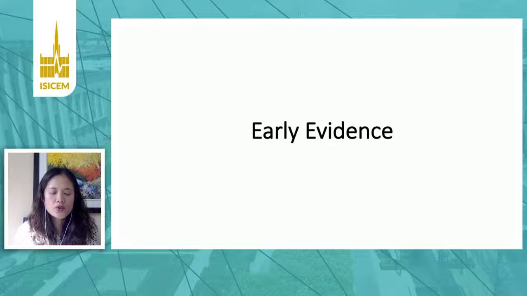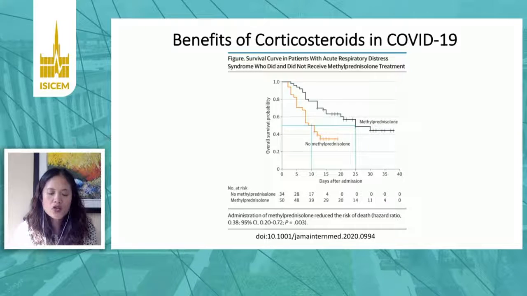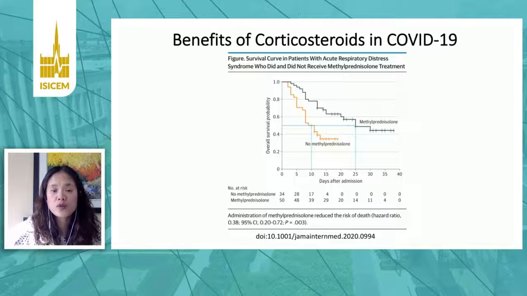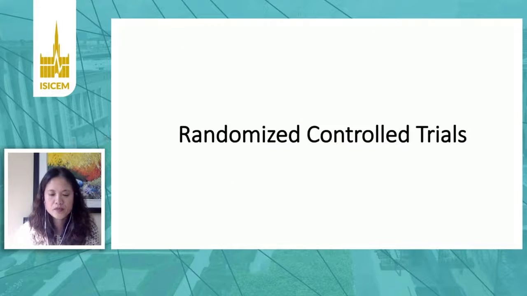So what is the early evidence to support the use of systemic corticosteroids in patients with COVID-19? In March, a group from China conducted an observational study and showed that among 84 patients with ARDS, the administration of methylprednisolone appeared to have reduced the risk of death, with a hazard ratio of 0.38. What about higher levels of evidence?